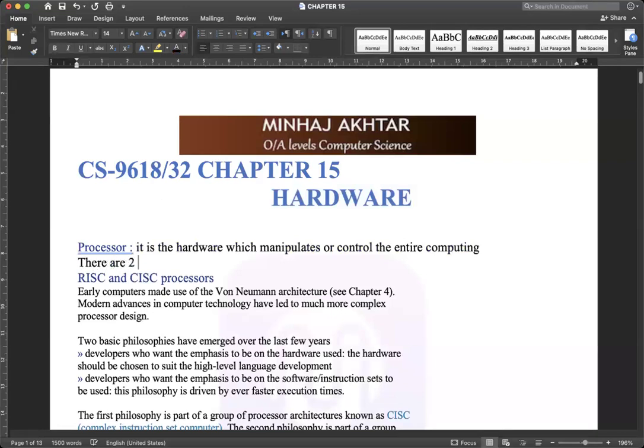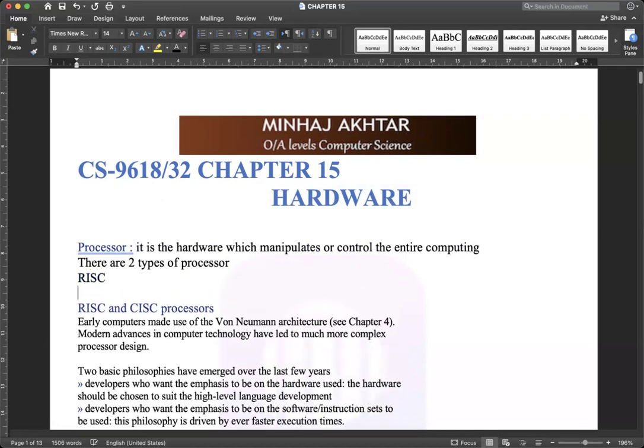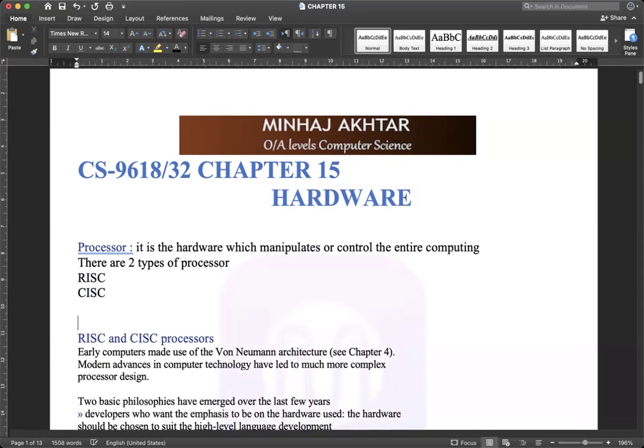Now here we have two types of processors. Number one, RISC, and number two, CISC, right? These are the two types of processors. We are discussing both types one by one.